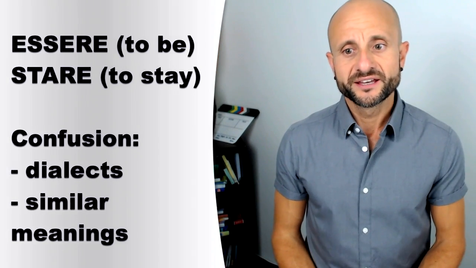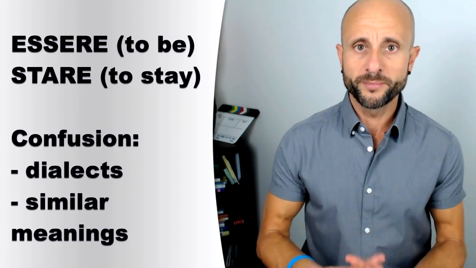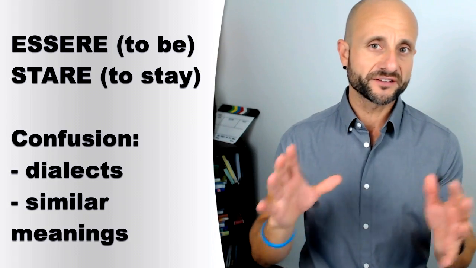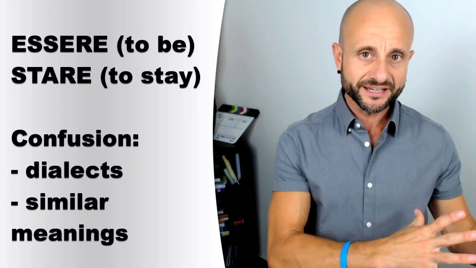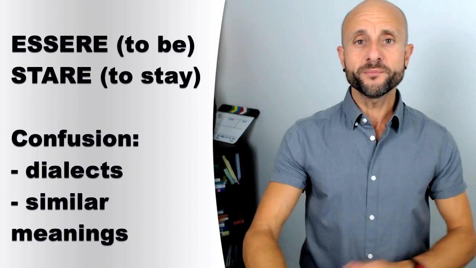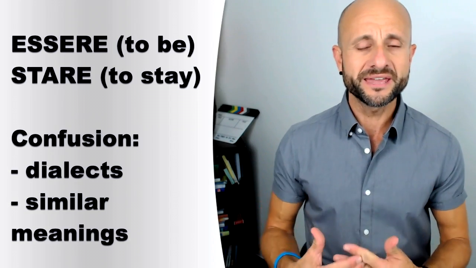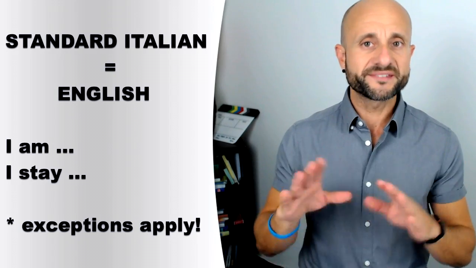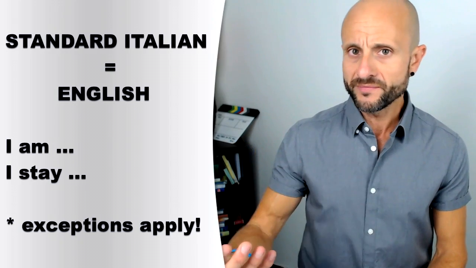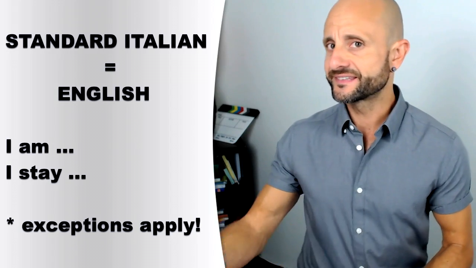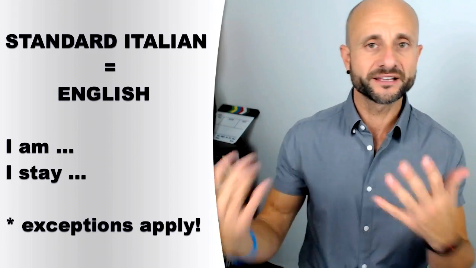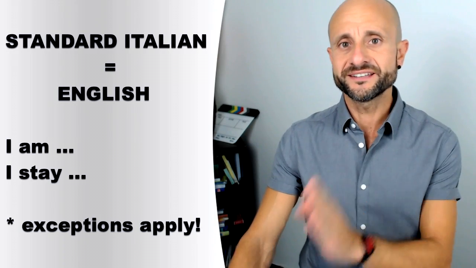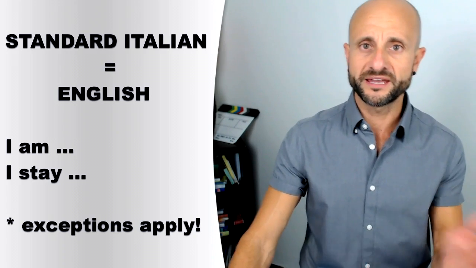So, generally speaking, when we use the verb essere, like sono, we're using the verb to be, obviously. And when we say sto, we're using the verb stare, which means to stay. The confusion that arises for most of you in Italy is due to the dialects, and also because essere and stare do have similar meanings even in English. So, in standard Italian, generally speaking, it's the same as English. We're going to use sono anytime we mean I am, and we're going to use sto anytime we mean I stay, with a disclaimer, as you can see. And I'll tell you throughout the episode what all these exceptions are or what the different situations are. But that's the main idea. So if you're speaking standard Italian, it works almost the same as English, between to be and to stay.